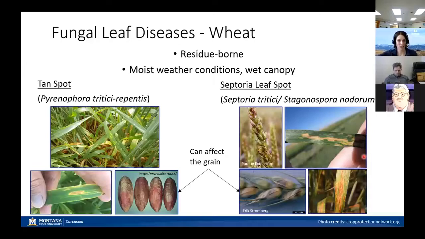And if conditions persist and are conducive, these pathogens can also cause what we call glume blotch on the grain, which in the case of tan spot, or the Pyrenophora pathogen, looks like a pinkish discoloration of your grain, which we call red smudge. And in the case of Septoria, we see more of a yellowish brownish discoloration, and then these characteristic brown pycnidia on the grain, which is called glume blotch.